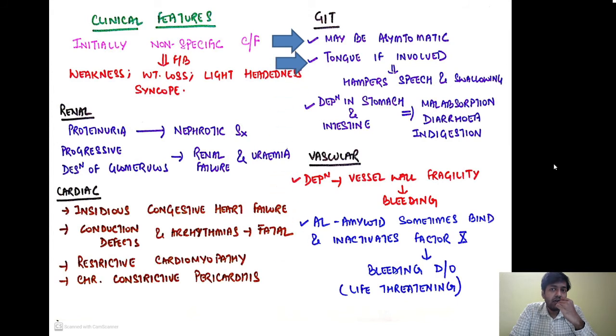Tongue, if involved, can become big. There is macroglossia, which can hamper the speech and swallowing. Deposition in the stomach and the intestine can lead to malabsorption, diarrhea, and indigestion.